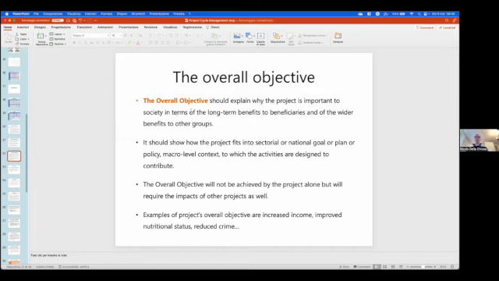Well, we already, I think we can see this very briefly. We already saw that the overall objective should explain why the project is important at a society or larger context, in larger context terms. So how our project contributes to a higher level, a broader level of beneficiaries or situations that are broader than the scope of our project.